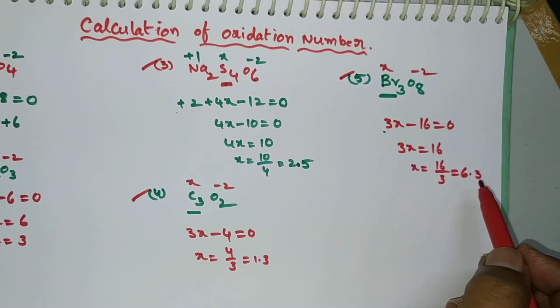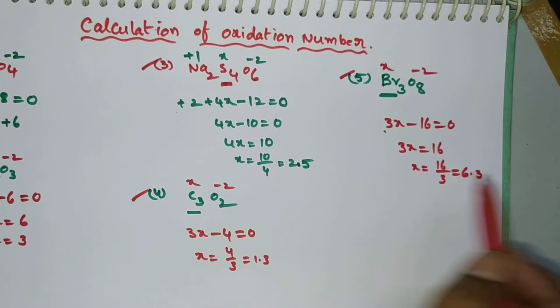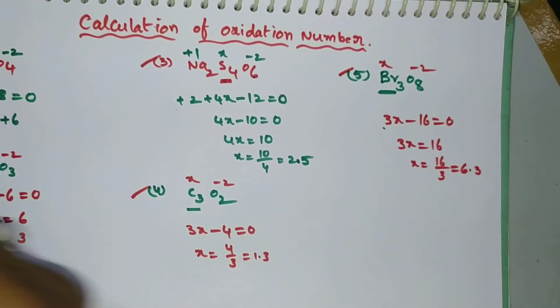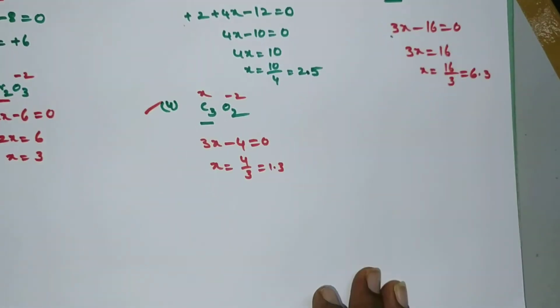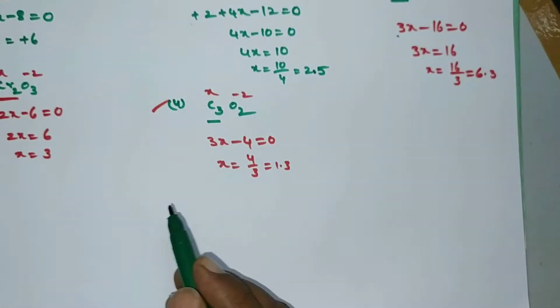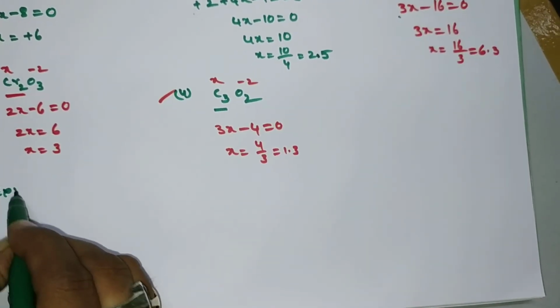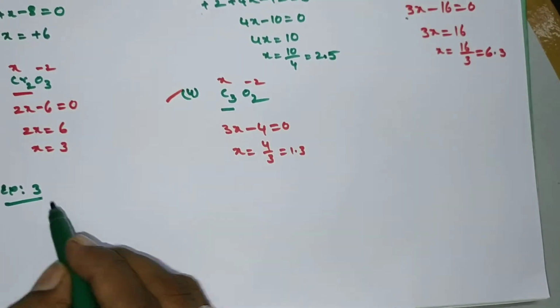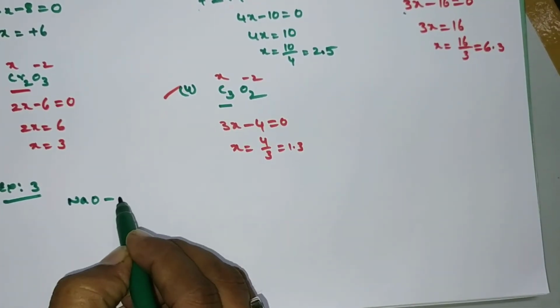Now we have to calculate the exact oxidation state of individual elements. A small trick is there to do this. In order to know the exact oxidation state, we have to know the structure of the molecule. So take example 3. In example 3, the structure will be like this. You have to know the structure.